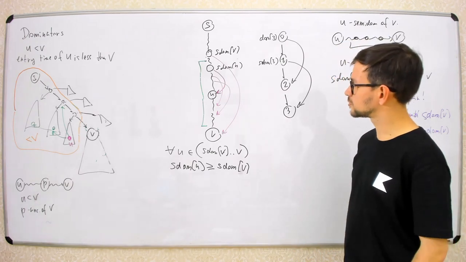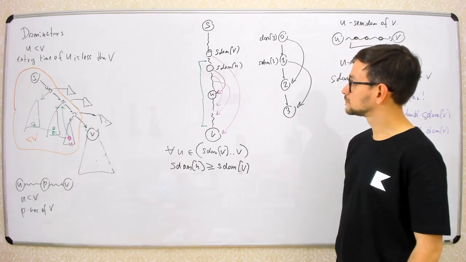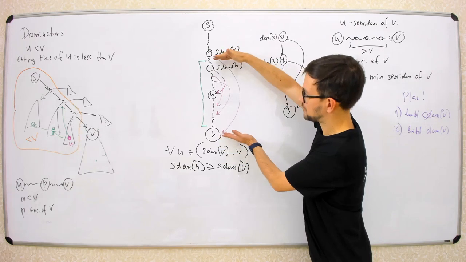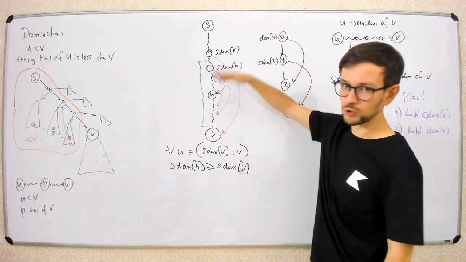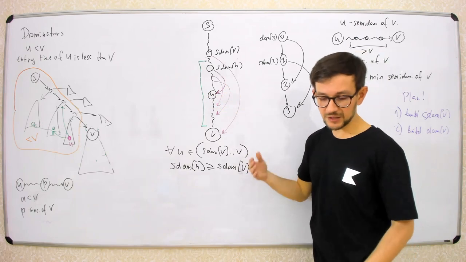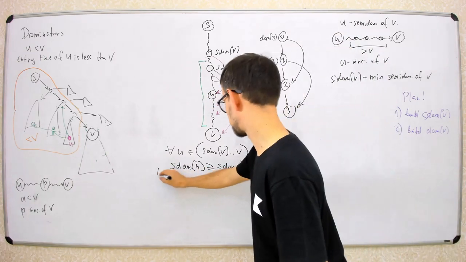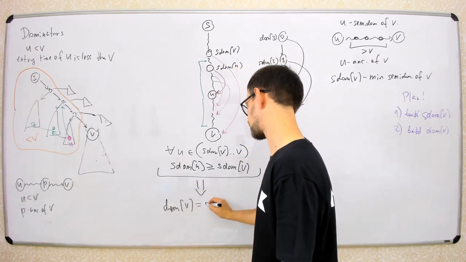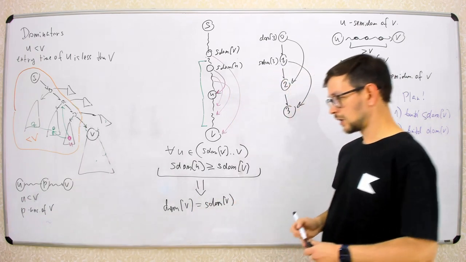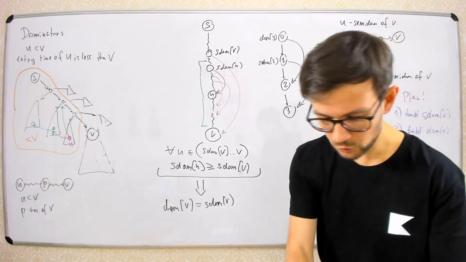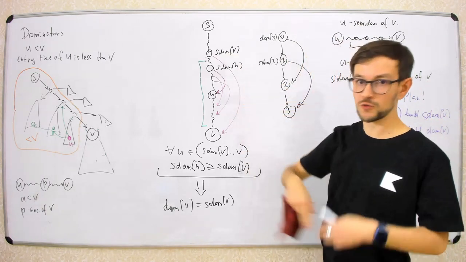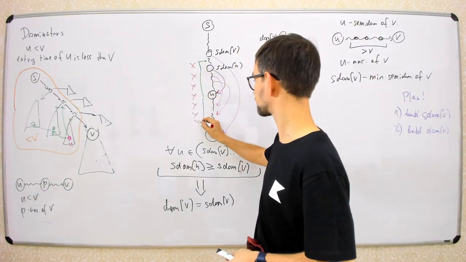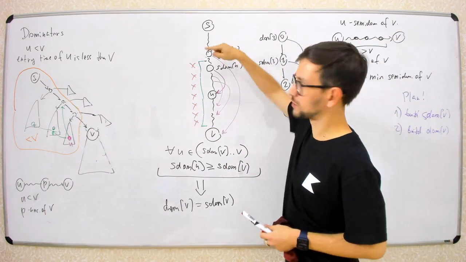This picture kind of explains what's going on. If I look at this region, and for each node in this region the semi-dominator also belongs to this region, then yes, the dominator is equal to the semi-dominator. Let's prove this. It's actually easy to prove. First of all, the nodes below are not dominators. Now we just need to prove that this node is a dominator.